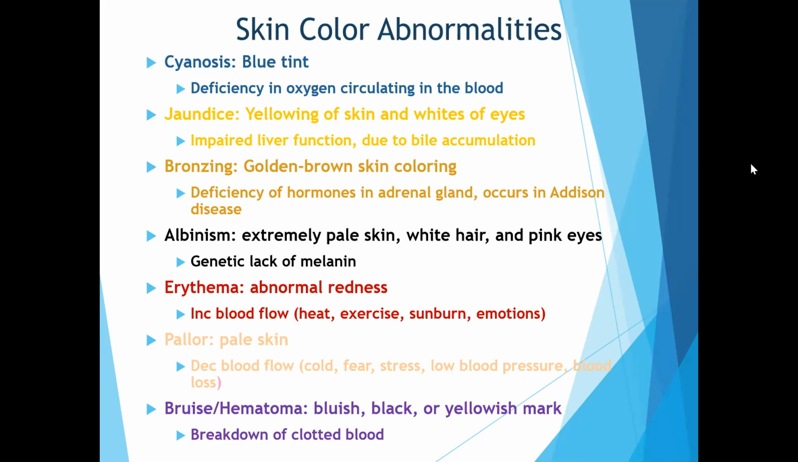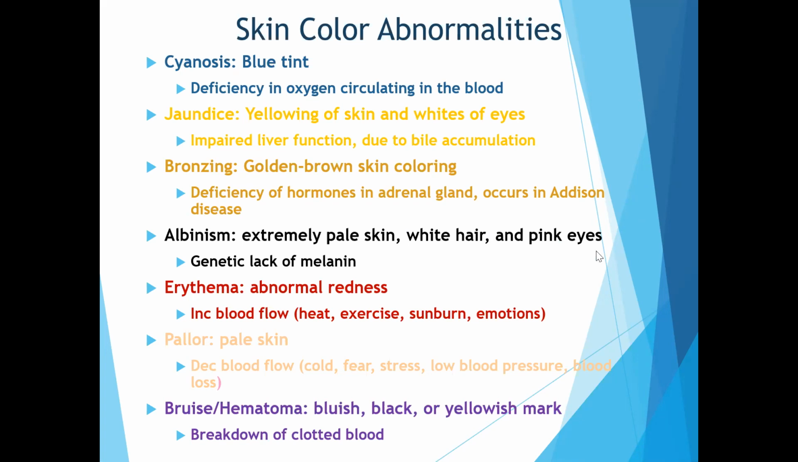Bronzing is just what it sounds like, golden brown skin color. There's a few hormones that can cause this. This isn't like getting a tan. It typically is from deficiency within the adrenal gland. One of these examples is Addison disease.